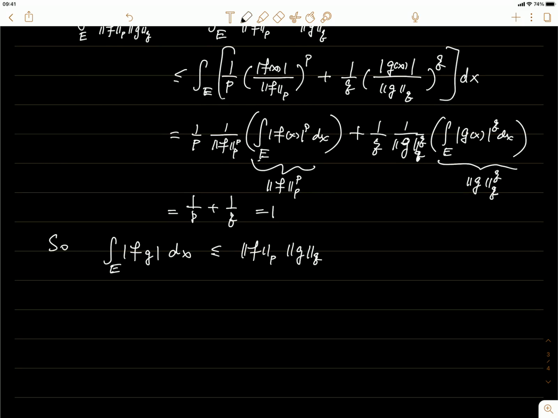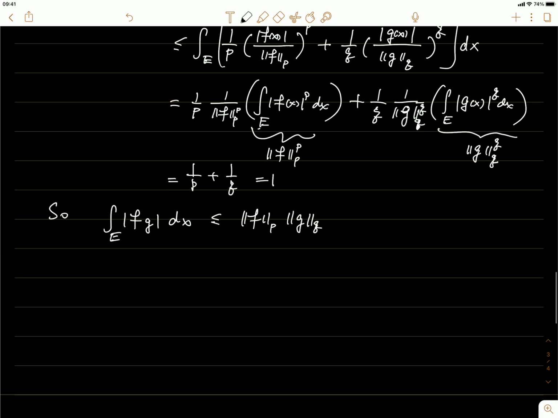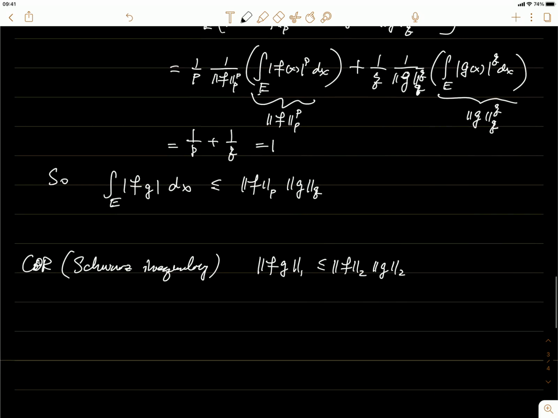A special case of Holder's inequality is called the Schwarz inequality, which you probably have seen many times. And that is the case where we choose p and q equal to 2.